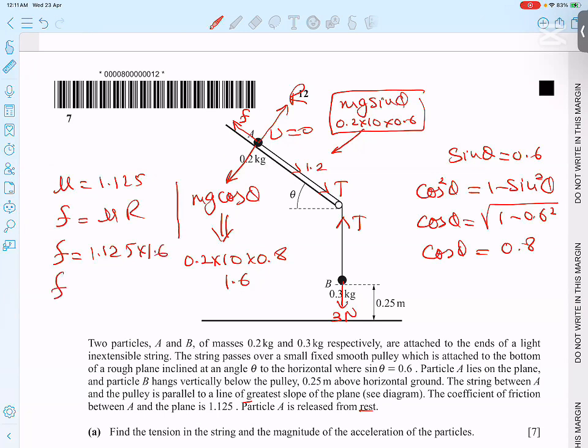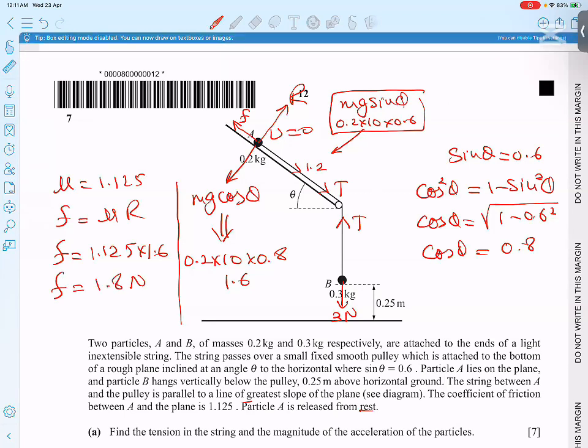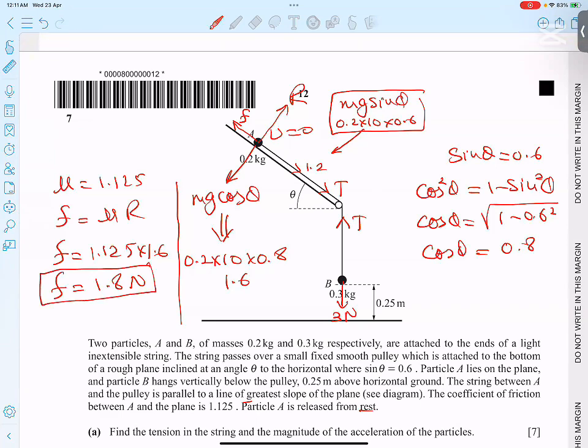And the friction force, which I'm getting finally, is 1.125 into 1.6. And my answer turns out to be friction force 1.8 newtons. All right, this is clear.